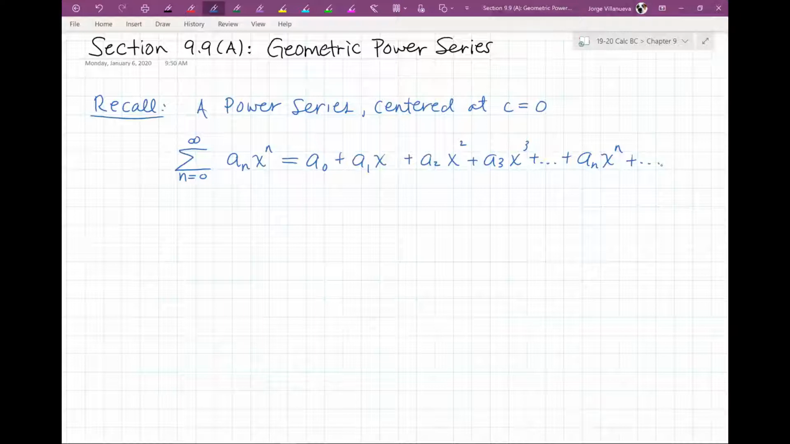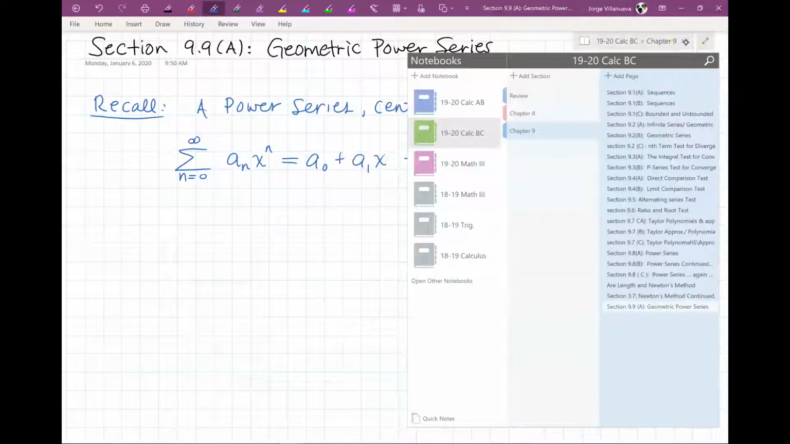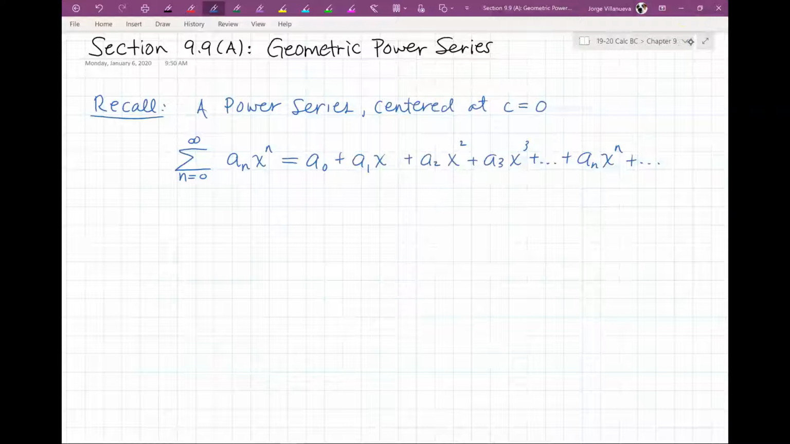Okay, so we do have that definition that we actually used before. Let me look really quick. Power series was section 9.8. Okay, so that was the one that you guys did take a quiz on before you left. But that was something we learned in section 9.8.